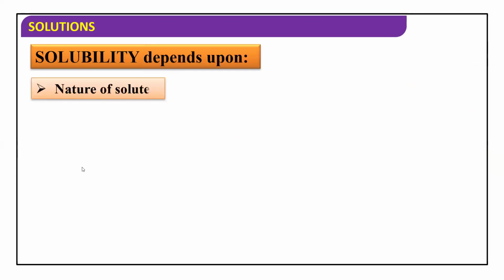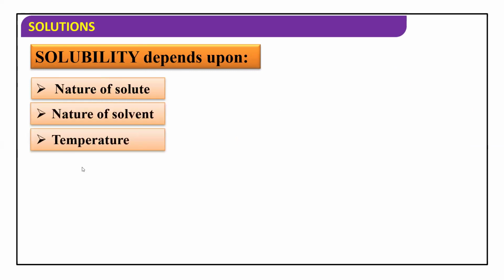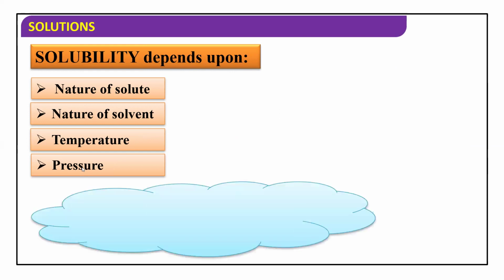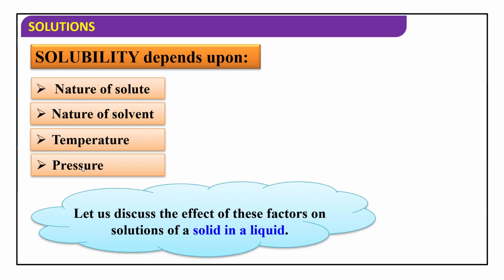One is nature of solute. The next one is nature of solvent. Third is temperature. Fourth one is pressure. Okay. So these are the factors affecting solubility. Now let us discuss the effect of these factors on solutions of a solid in a liquid type.